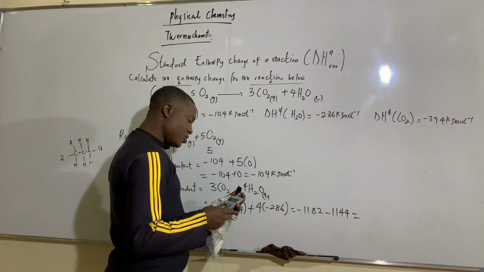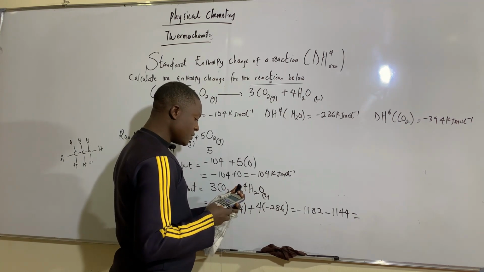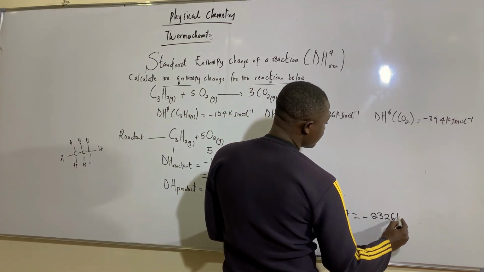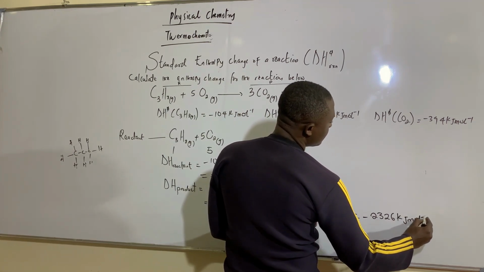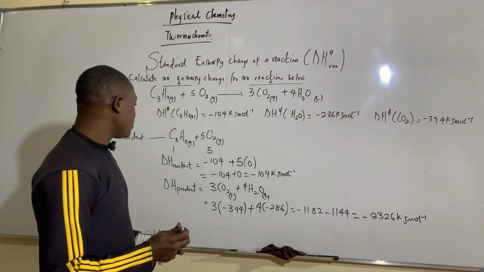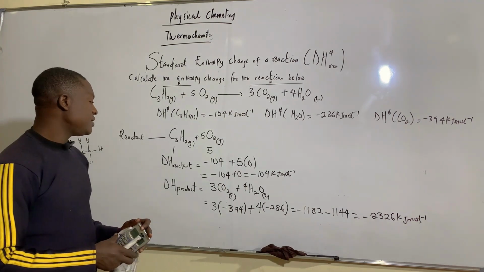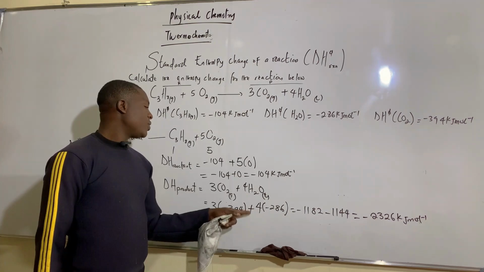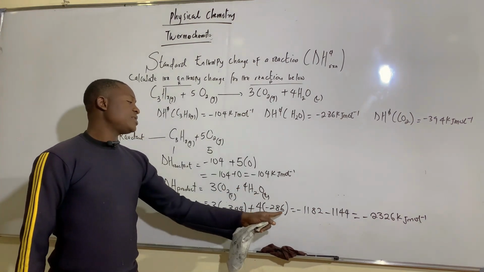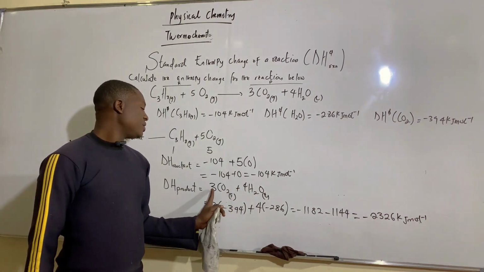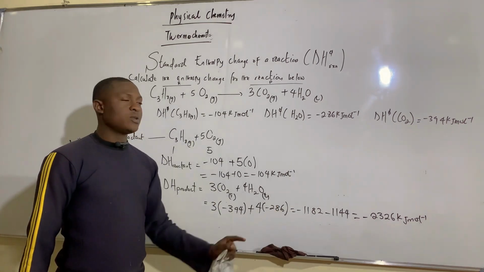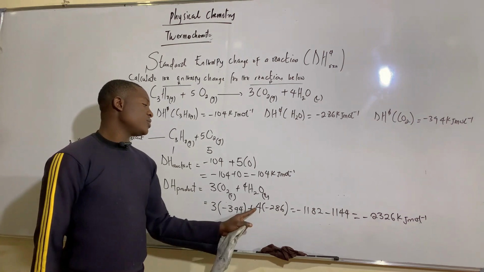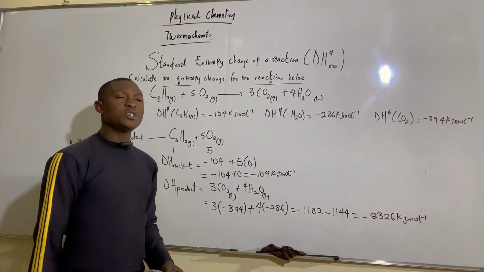So if I combine that one together, what I have is minus 2326 kilojoule per mole. Can you see that? So I just combine them together. This is 3. So CO2 is minus 394 plus 4 H2O is minus 286. So 3 times minus 394, I have minus 1182. Then 4 times minus 286, we are going to have 2326.